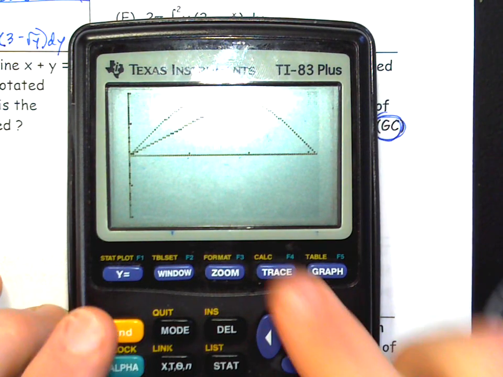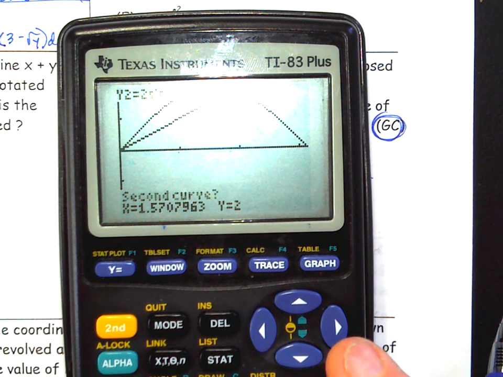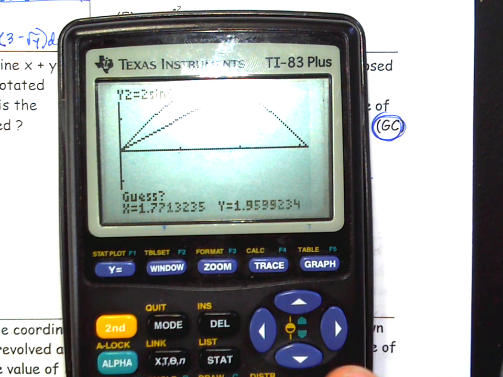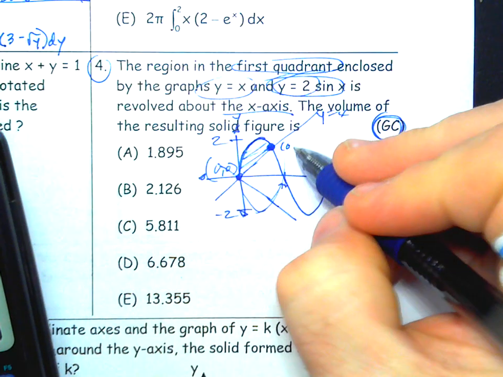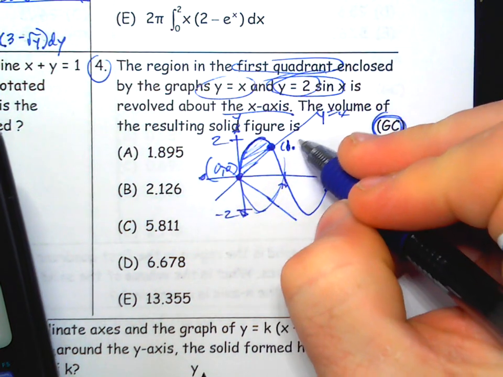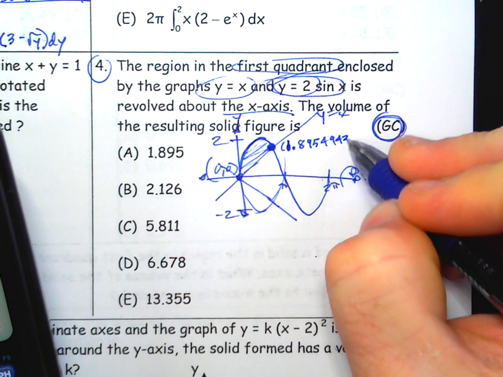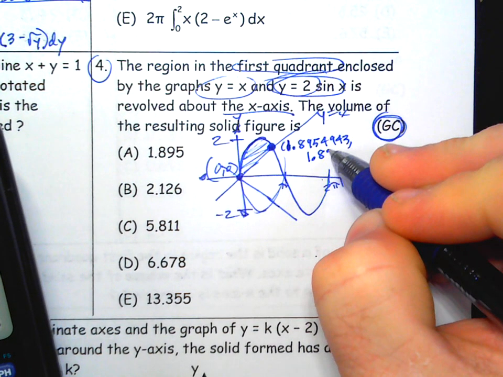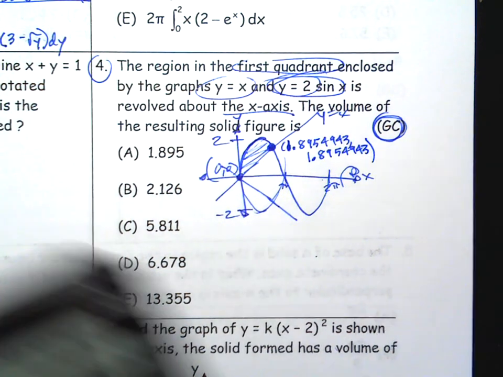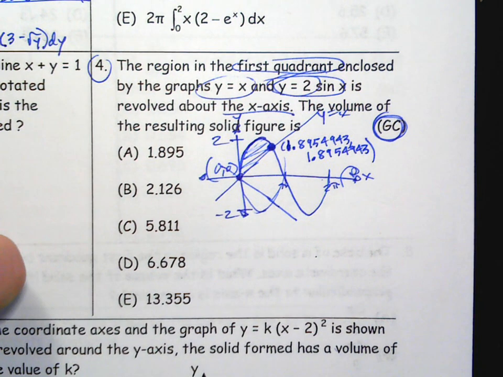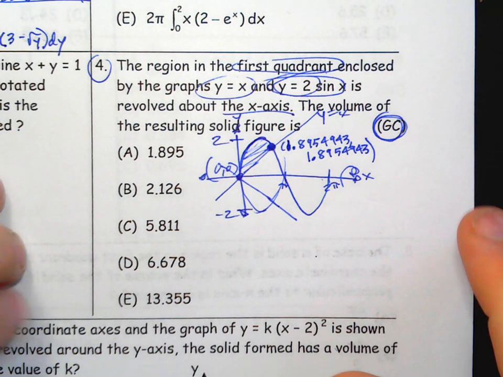So second calculate, number 5, intersect. First curve, second curve. Guess. 1.895494, comma, 1.895493. We need extra decimal places. Maybe not that many, but we need more than 3 decimal places before we find our final answer.